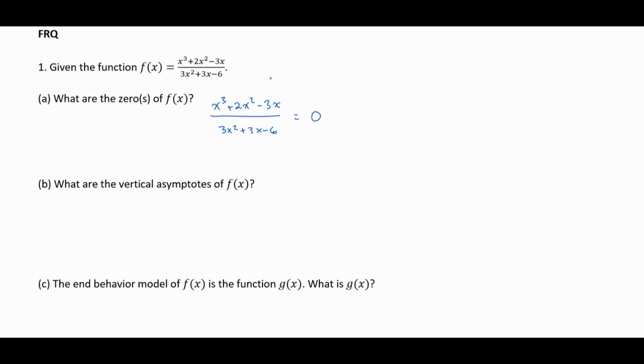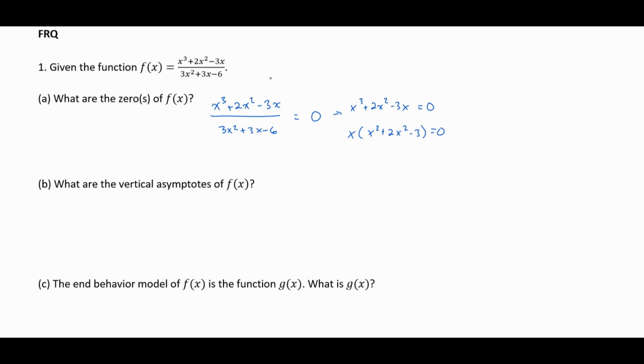Well, if I want to start solving for this, I can just multiply this denominator on both sides. And since I'm multiplying into 0, it's just going to disappear. So now I have x cubed plus 2x squared minus 3x equal to 0. What I notice here is I can factor. I can factor an x out, and I have x times x squared plus 2x squared minus 3 equals 0.